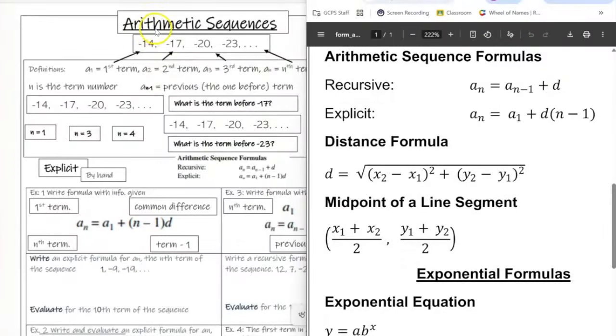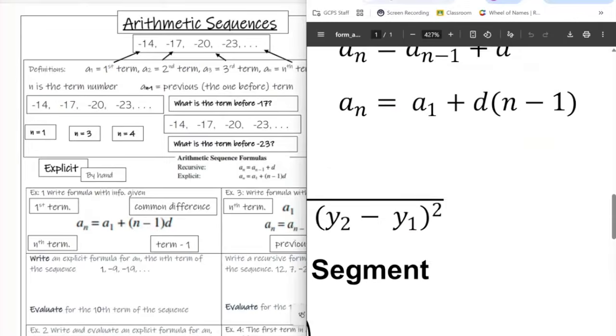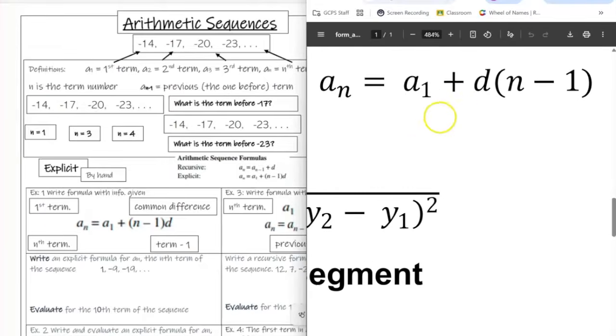All right, we're going to begin looking at arithmetic sequences. This video is specifically going to focus on explicit. There are two types of arithmetic sequences, recursive and explicit, so we're going to look at explicit. And as you can see, these are things that you do not recognize. I'm going to read this to you and then we're going to talk about definitions.